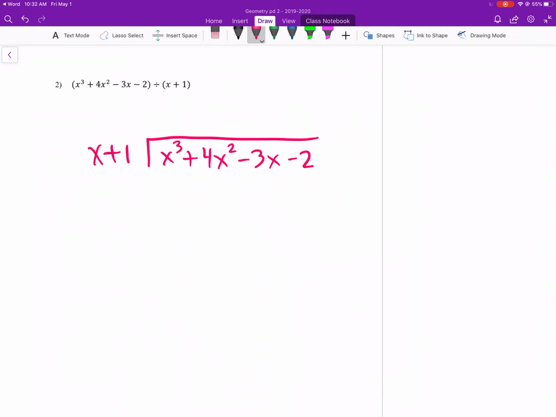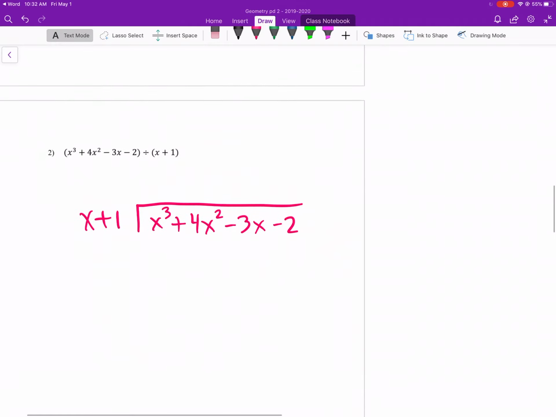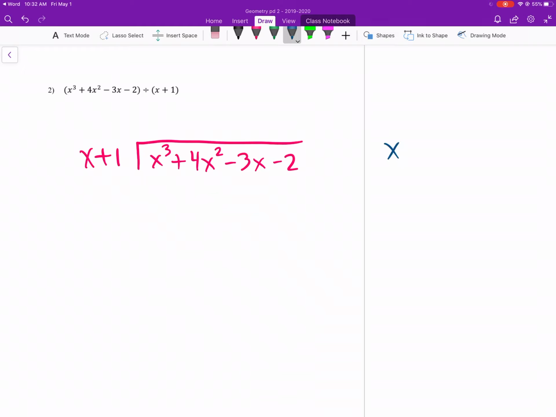Okay, divide. Divide the first terms. The first terms are x cubed and x, the first terms of each polynomial. Divide those. You end up with x squared. You put that up top now. X squared up top.